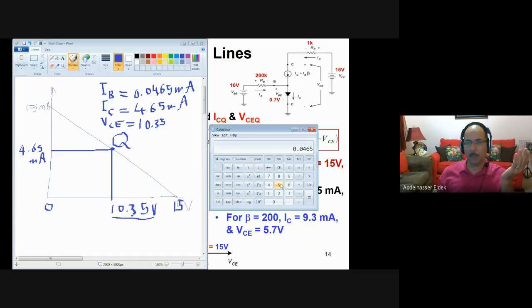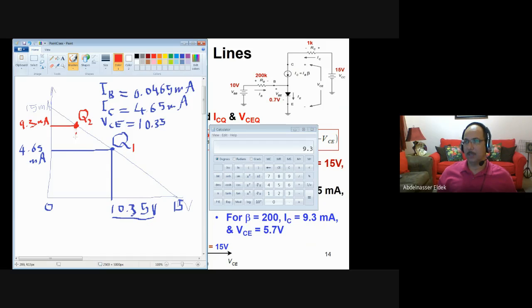0.0465. IP is the same, but you multiply it by beta 200 to get the current IC. So IC is 9.3. So now this will be 9.3, somewhere here. Make it a different color. So here it is, 9.3 milliampere. So this will be the second point, Q2. If we assume that this is Q1 when beta equals 100, Q2 will be when it is 200.